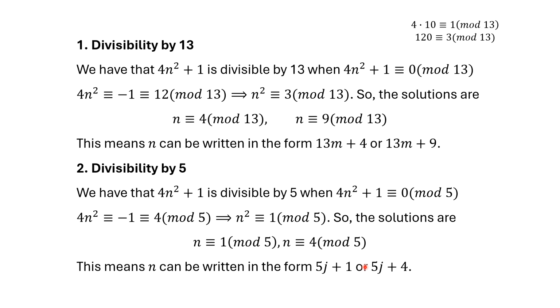So we want to know now, out of these possible solutions, when do you have divisibility by both 13 and 5? So we have 4 cases. We have the 13m plus 4 was either this case or this case, and then the 13m plus 9 was either this case or this case. So we have 4 cases, which I'll look at on the next slide.